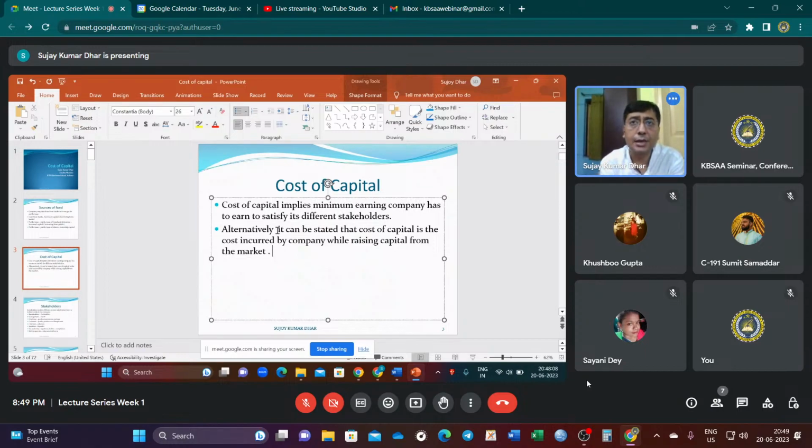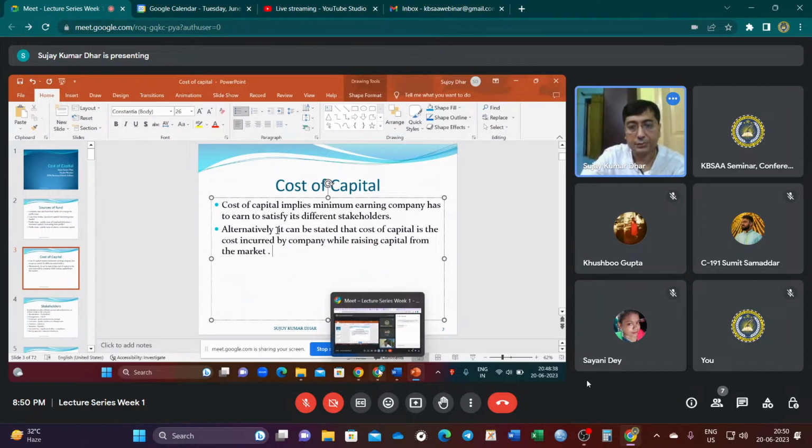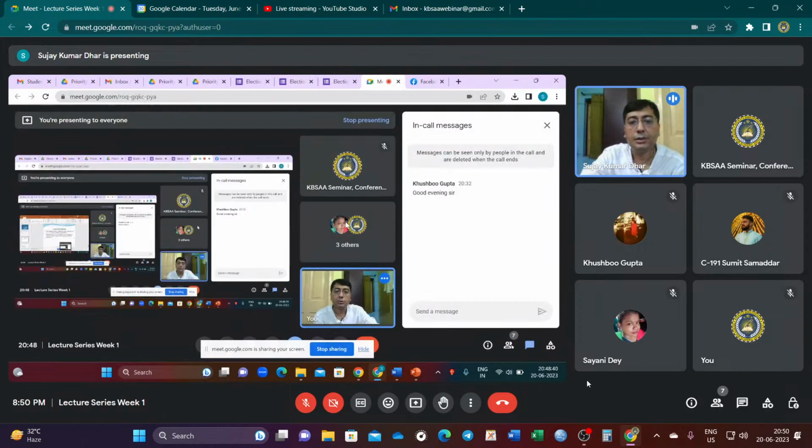So suppose in order to raise 100 crore rupees from the market, 5% is my cost. So I am raising 100 crore rupees, but in order to raise that, I am incurring a cost of 5 crore. That means 5% is my cost of capital. So ultimately 95 crore is going to the company's exchequer. Am I clear? This is called cost of capital. Tell me, up to this, does anybody have any doubt?